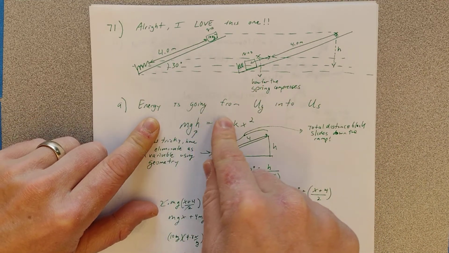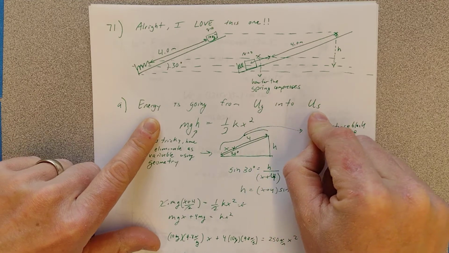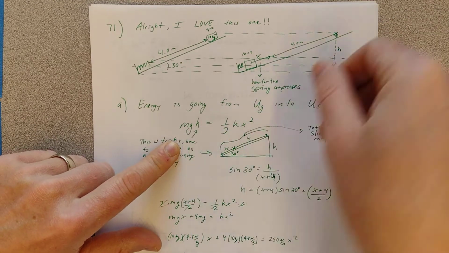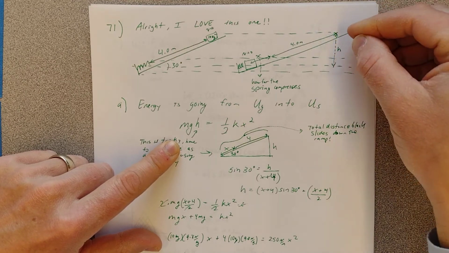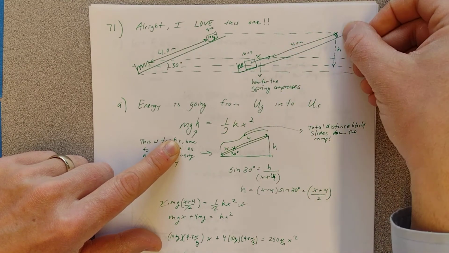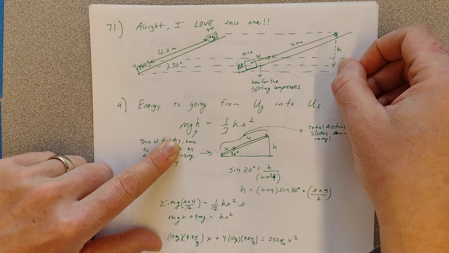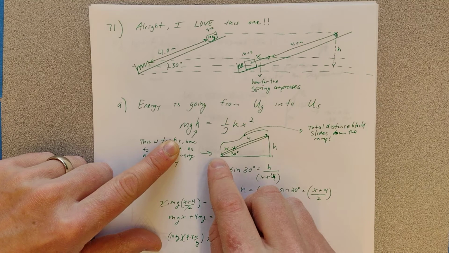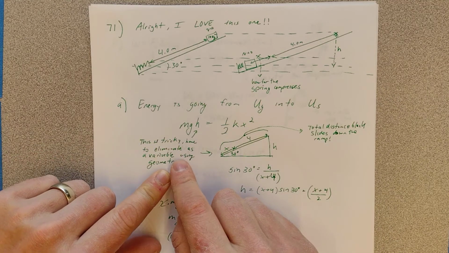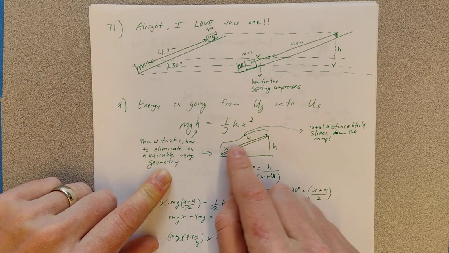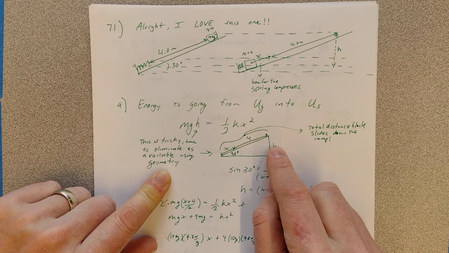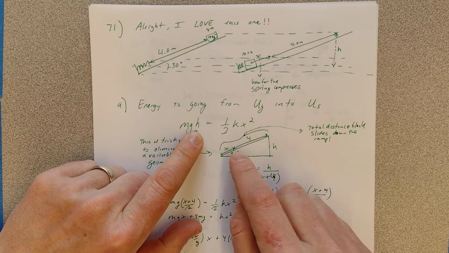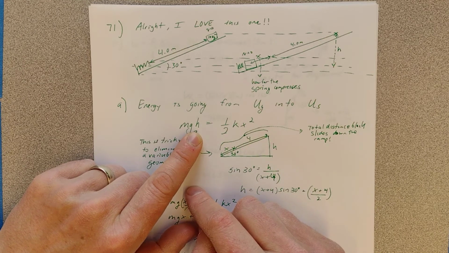So energy is going from UG into US. So mgh into 1/2 kx squared. This height is the change in vertical height as it slides down the ramp. Now remember, this vertical height has to correspond to when that spring is compressed. So that's our zero location there, right? So I got to make a formula for the height. All right, so here's the height. That's what has to go in for h, but I got to write it in terms of x and 4 to make the algebra work.